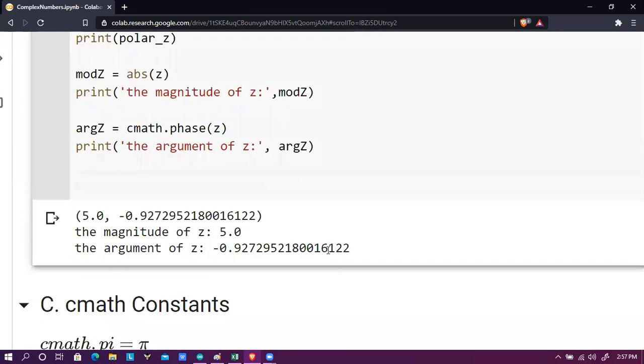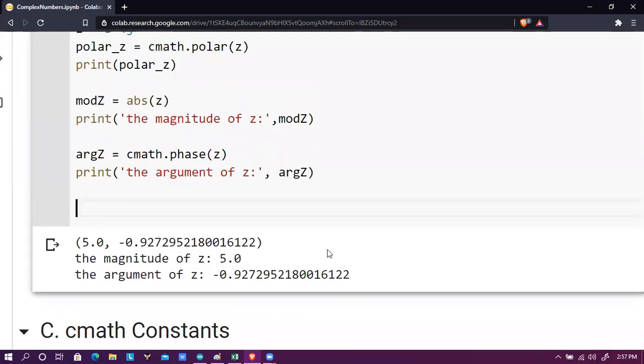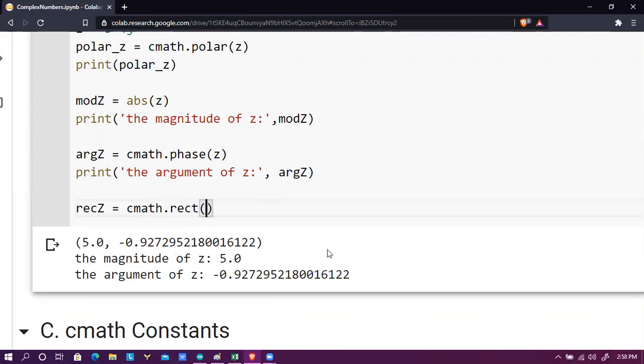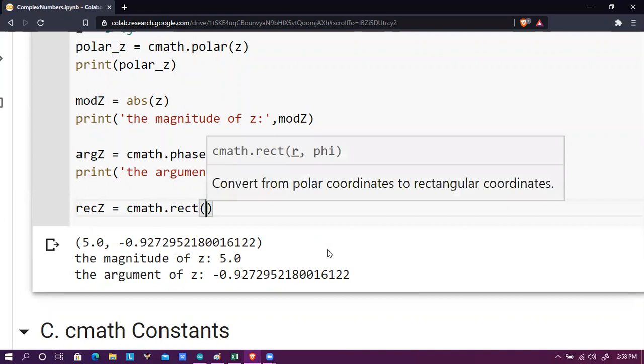All right, now let's try to convert the polar form into the rectangular form. Okay, let's try this one. Let's convert the polar to rectangular. Let's say rectangular of z is equals to cmath. Take note, this is cmath.rect. Okay, that's to convert. This is how you can see here now, convert polar coordinates to rectangular coordinates.